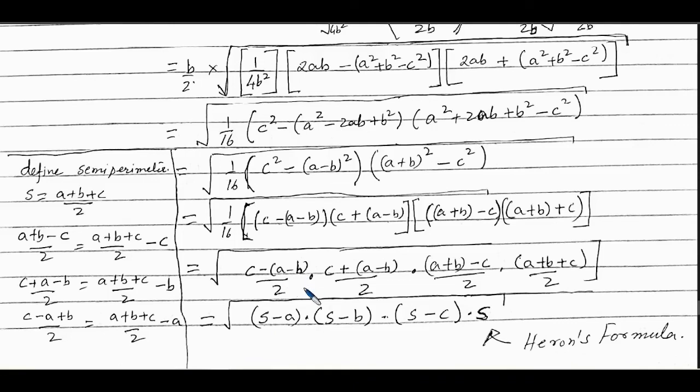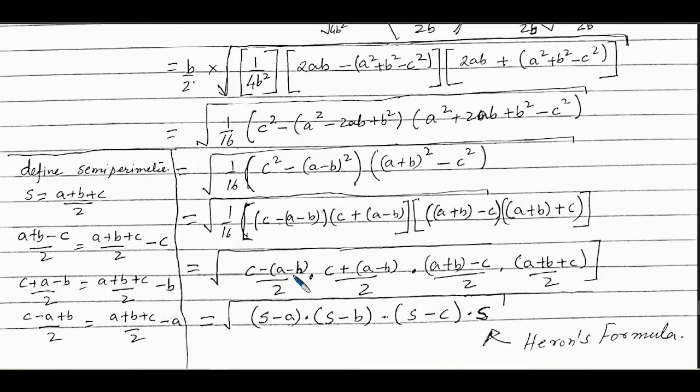And then I can say that suppose S is a plus b plus c by 2, then I can write a plus b minus c by 2 as a plus b plus c by 2 minus c, because this is half here, c by 2, and minus c is minus c by 2. Just see it, you will understand. Similarly here also I write it. So this is S minus C, S minus B, S minus A.